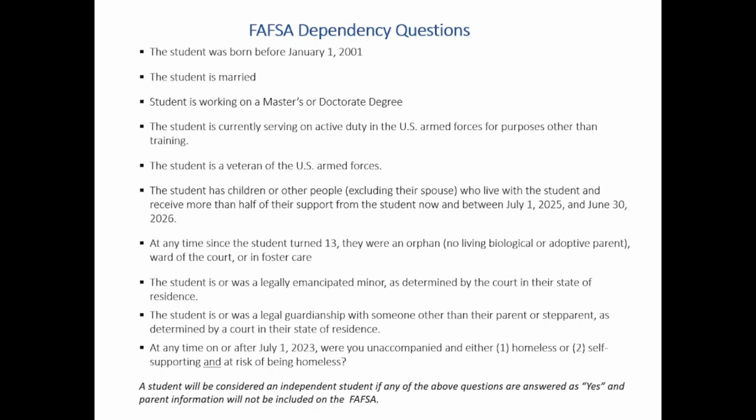Is the student married? Are they a veteran of the U.S. Armed Forces? Do they have children that they support and will continue that support at any time since the student turned 13? Were they an orphan, ward of the court, in foster care, that kind of thing. So if a student answers yes to one of these questions, they're independent. If they answer no to all these questions, then they are required to put parental information on the application.